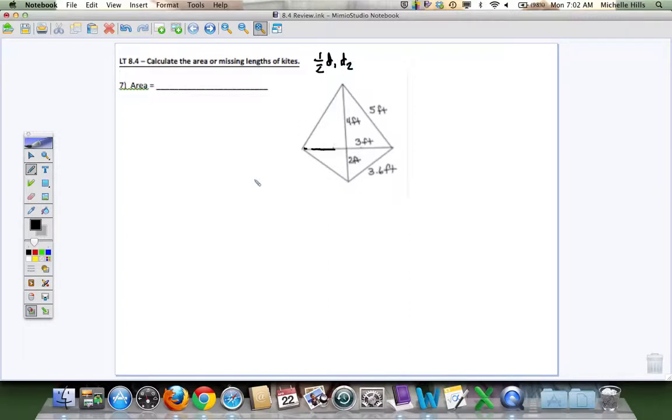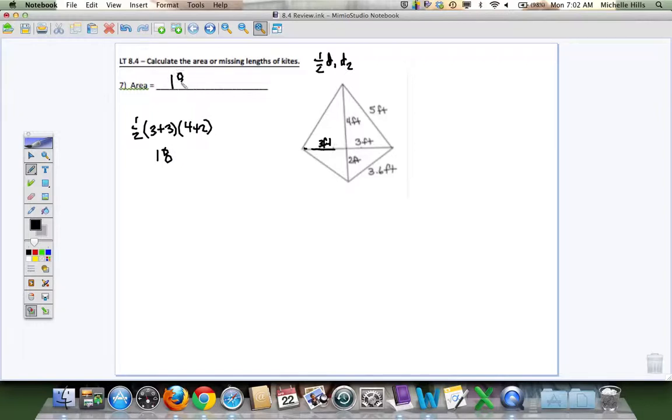second diagonal. Well, that means, in this case, since this is 3 feet and I know that this is a bisector, a perpendicular bisector, that means that this is also 3 feet. So it's 1/2 times 3 plus 3, and then my other diagonal is 4 plus 2. So 1/2 times 6 times 6 gives me 18.